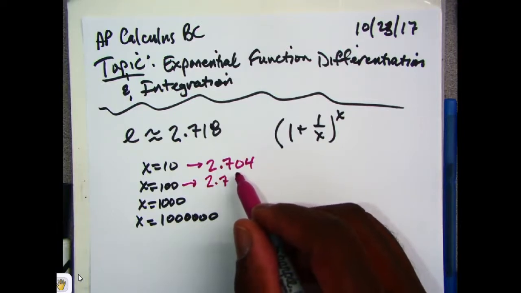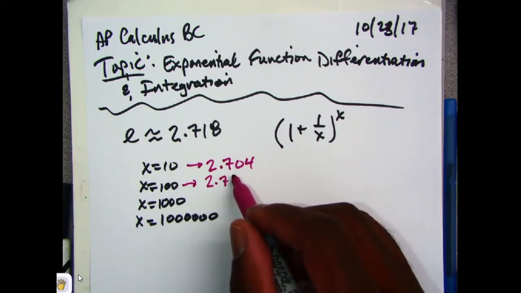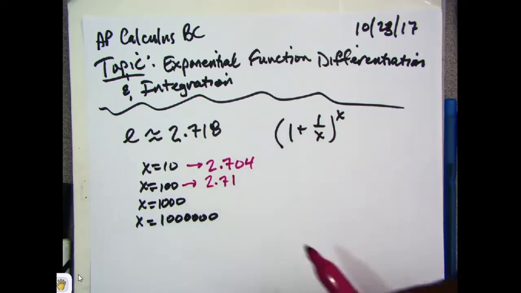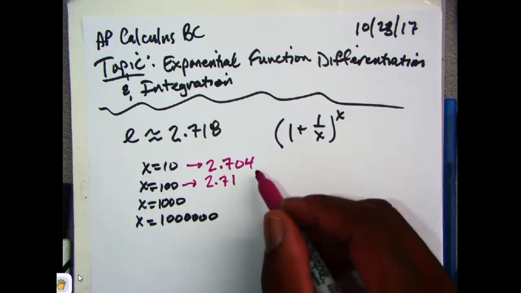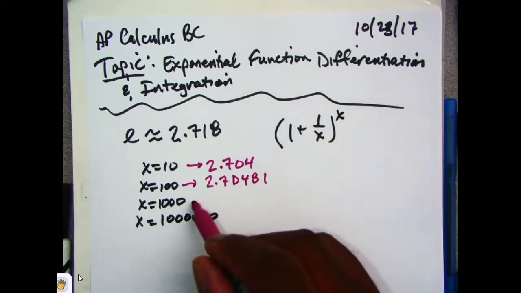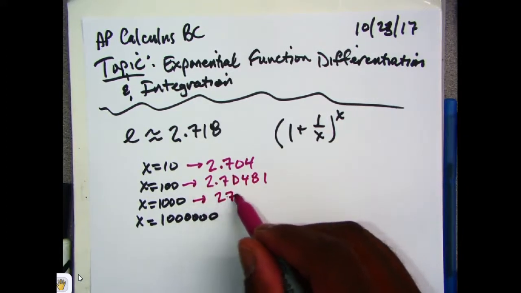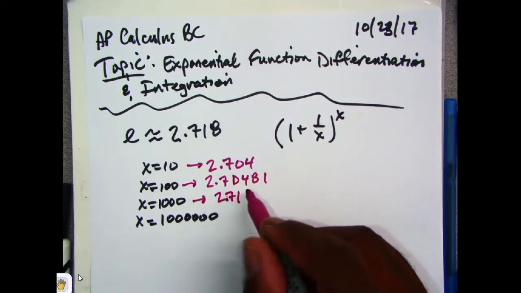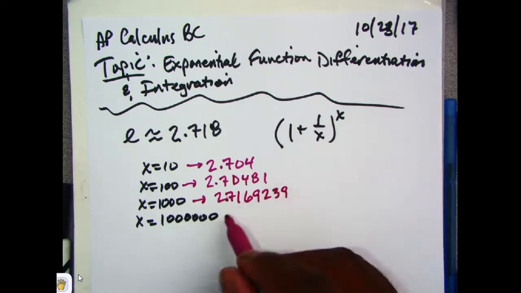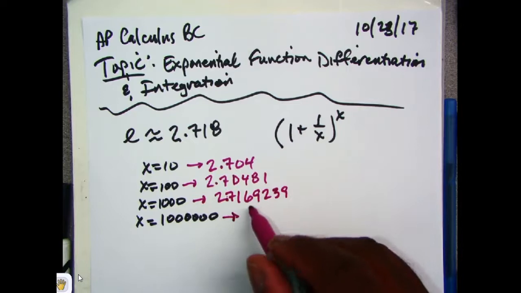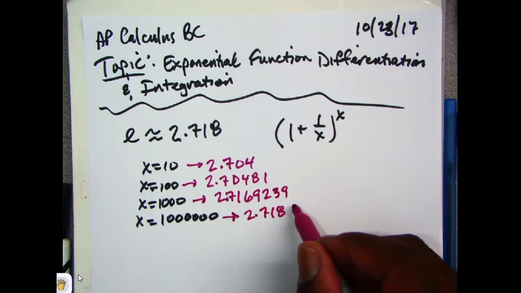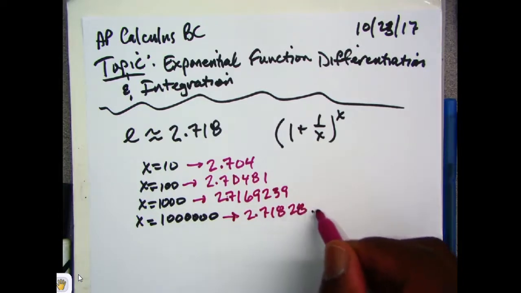Wait a minute, 2.7, 2.71? You got 2.7 0481. Okay, how about 1,000? Okay, so 2.71. Okay, and how about when x was 1,000,000? So 2.718, 28, and then it's going to go on.